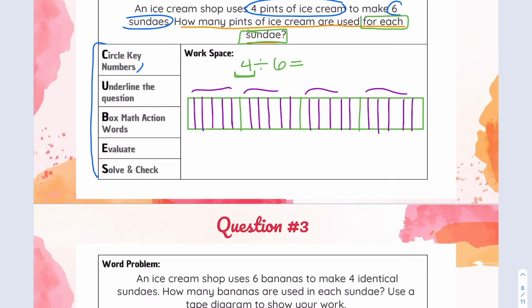So the next thing we do is we're going to count this up. 1, 2, 3, 4, 5, 6, 7, 8, 9, 10, 11, 12, 13, 14, 15, 16, 17, 18, 19, 20, 21, 22, 23, 24. So here we have 24 sixths. And we can actually write that as a fraction. So that's 24 sixths.